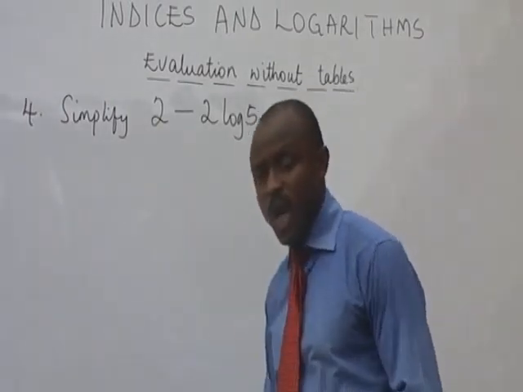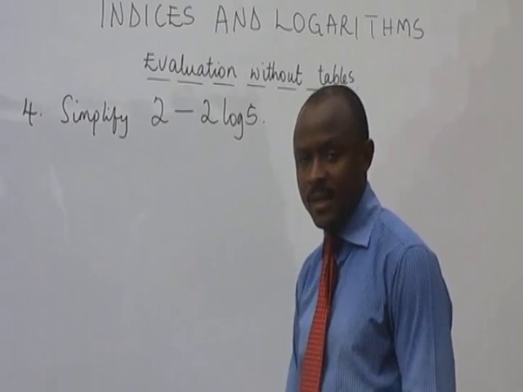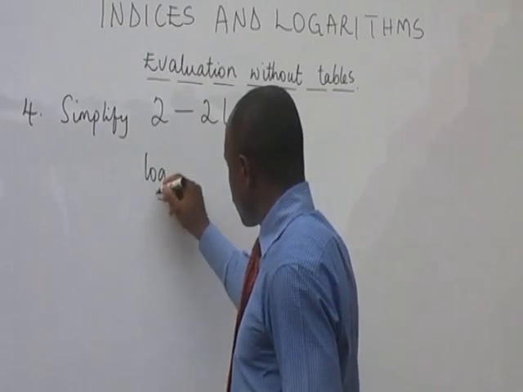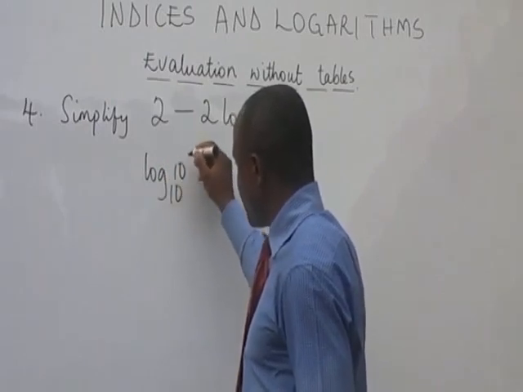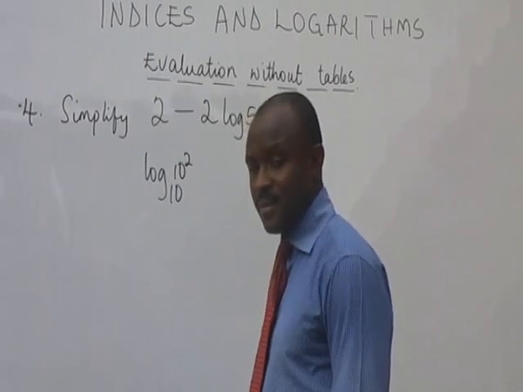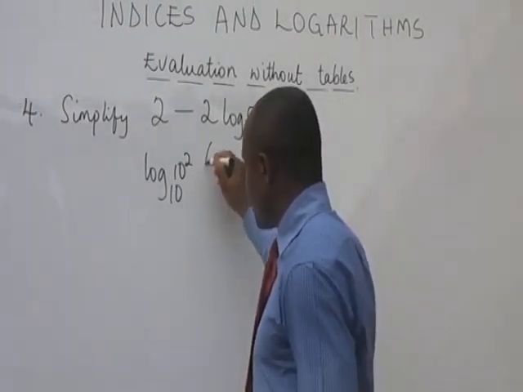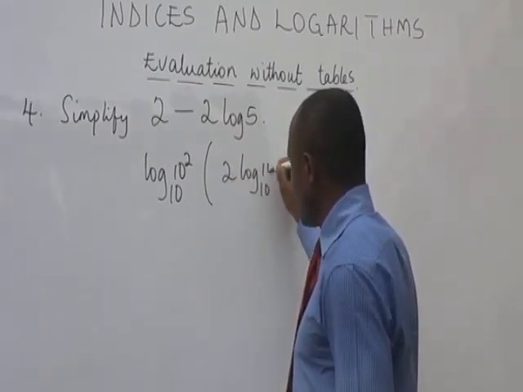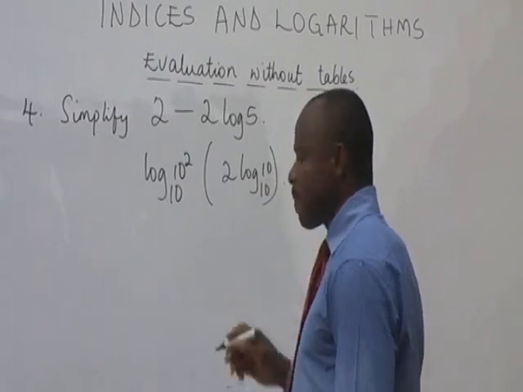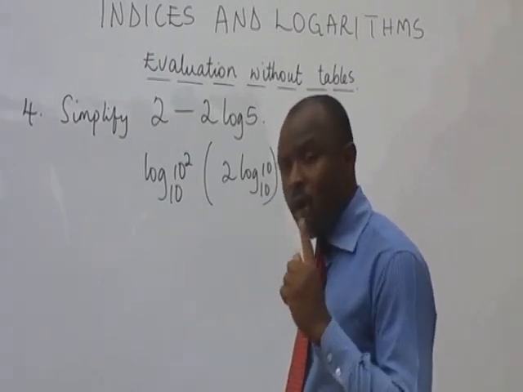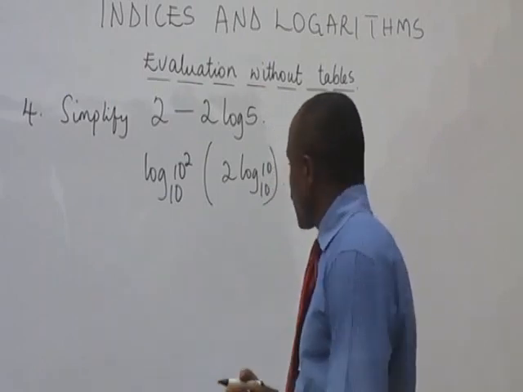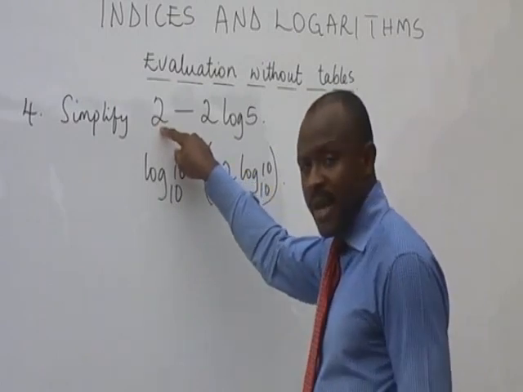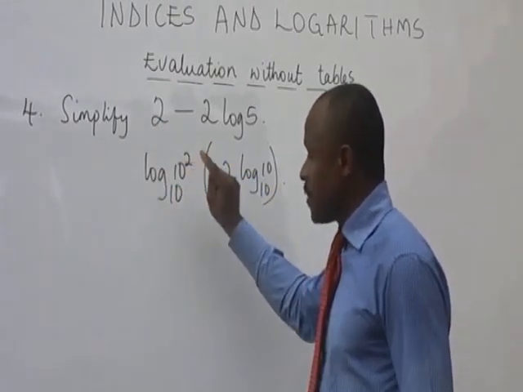2 in logarithm to base 10 means log of 10 to base 10 squared. That's what it means. Because if you want to evaluate this, it's going to give you 2 log 10 base 10. That is applying the third law of logarithms. So the value of 2 in logarithm is log of 10 squared to base 10.